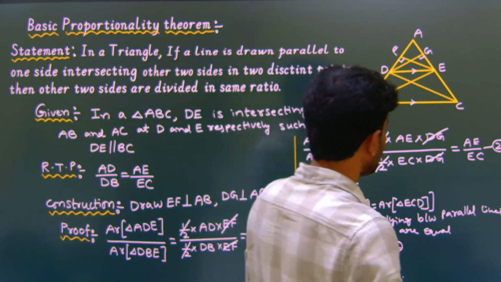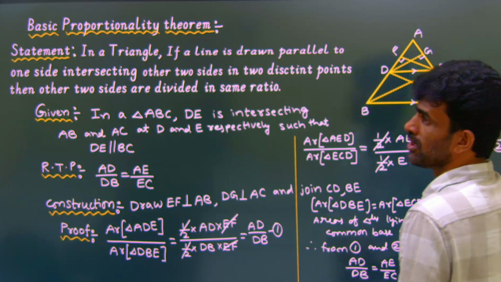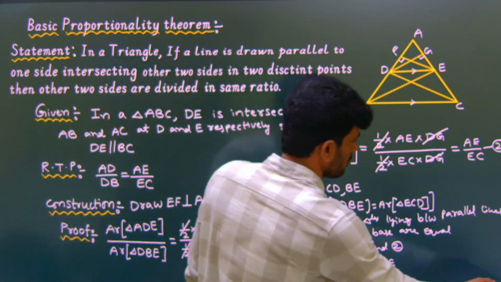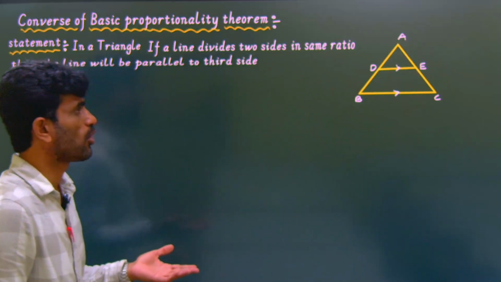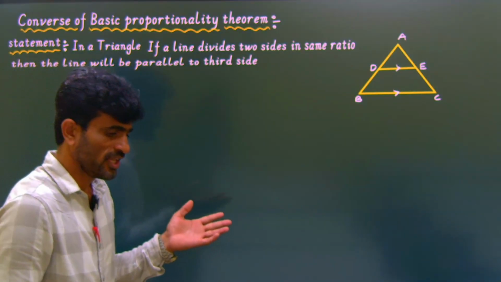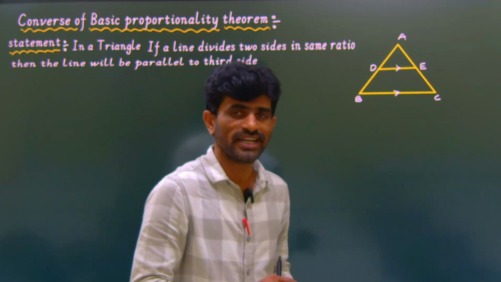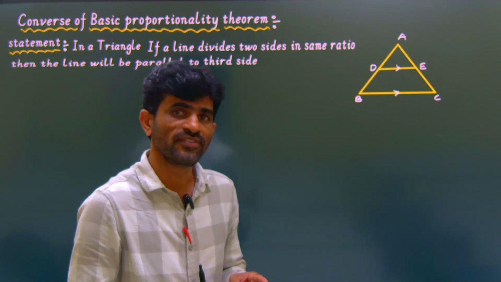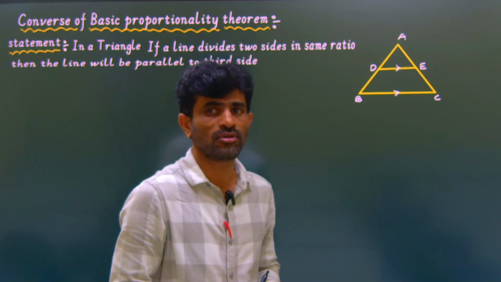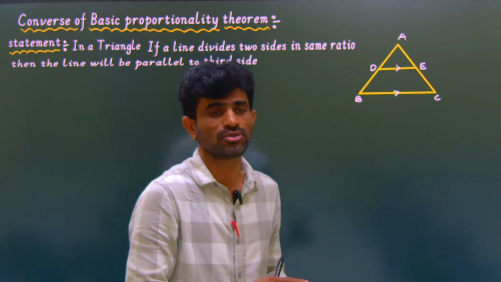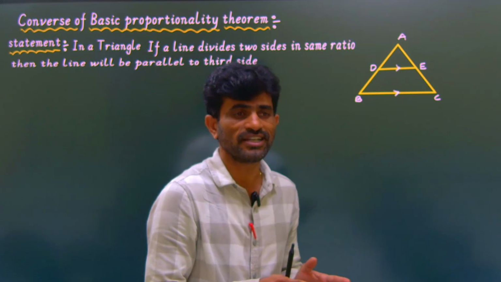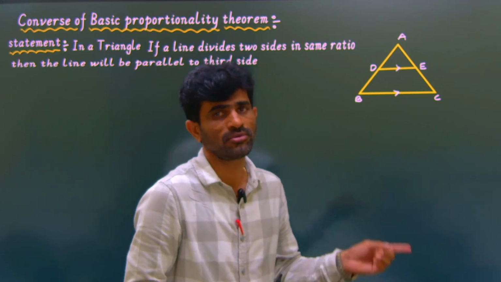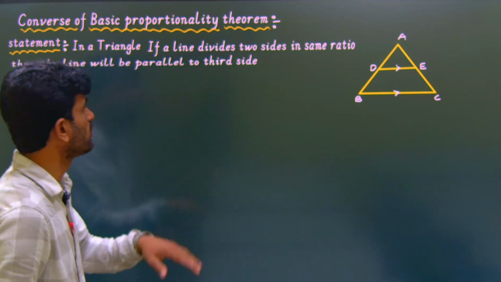Now we have one more, that is the converse of the basic proportionality theorem. Now let us see how to prove the converse. Converse means what? Before, if the line is parallel, it divides the other two sides in the same ratio. Now, in the converse, if it is dividing two sides in the same ratio, then the line is parallel to the third side. So opposite. So we have to prove the converse here.